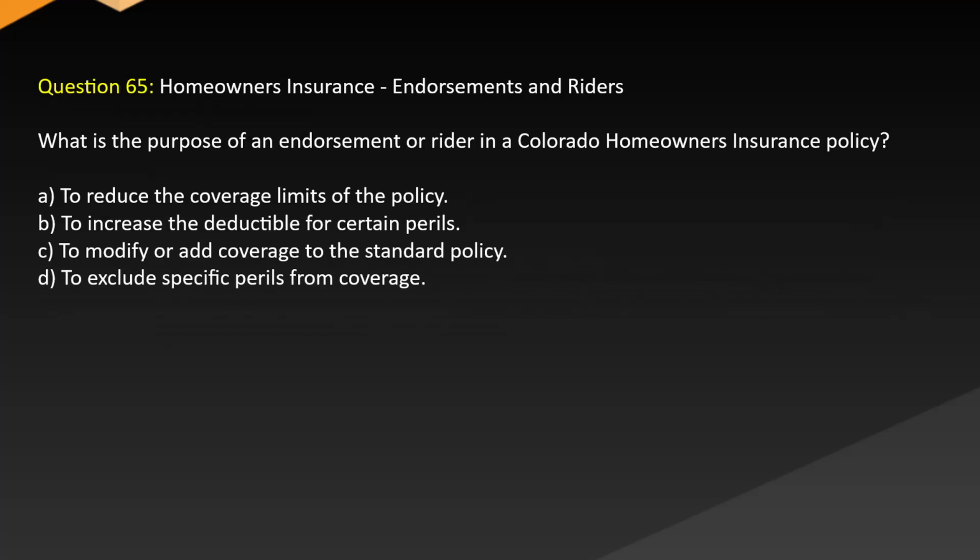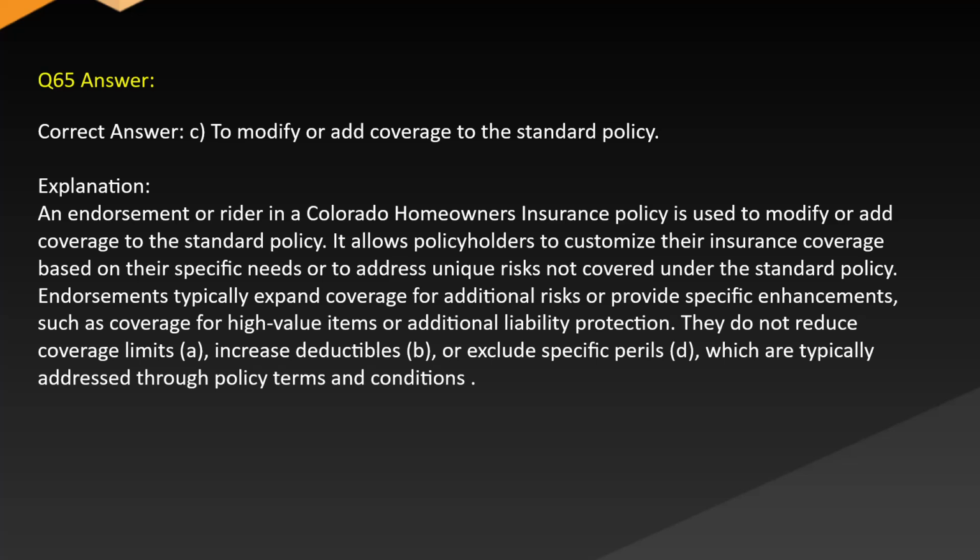Question 65. Homeowners insurance. Endorsements and riders. What is the purpose of an endorsement or rider in a Colorado homeowners insurance policy? A, to reduce the coverage limits of the policy. B, to increase the deductible for certain perils. C, to modify or add coverage to the standard policy. D, to exclude specific perils from coverage. Correct answer: C, to modify or add coverage to the standard policy.